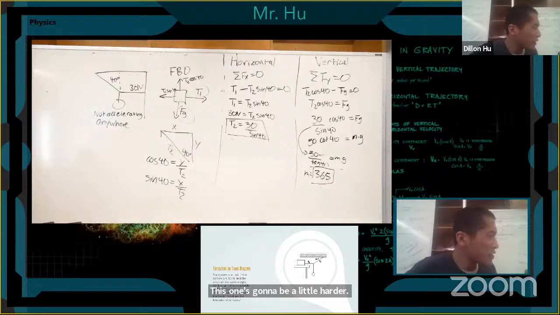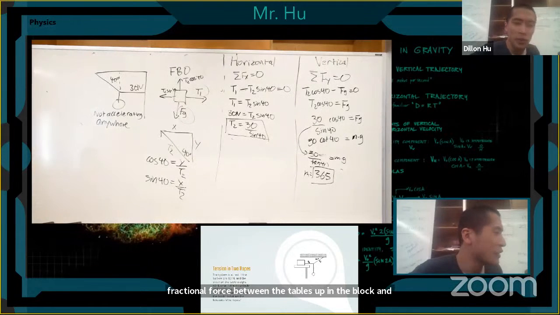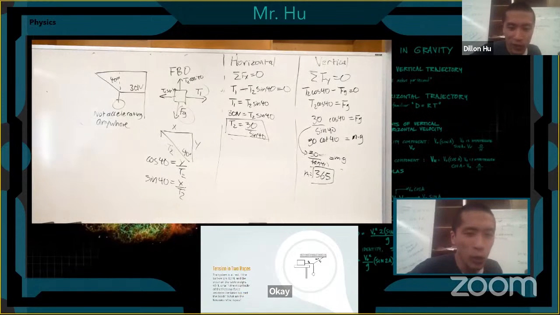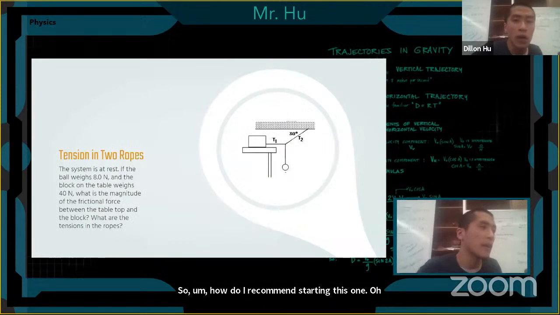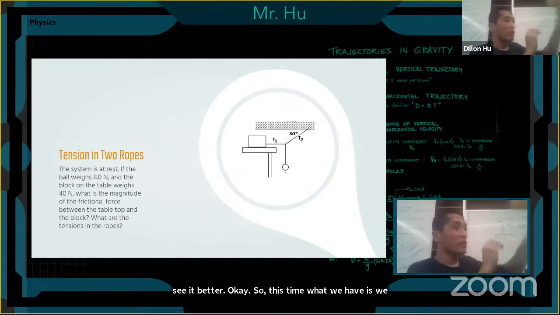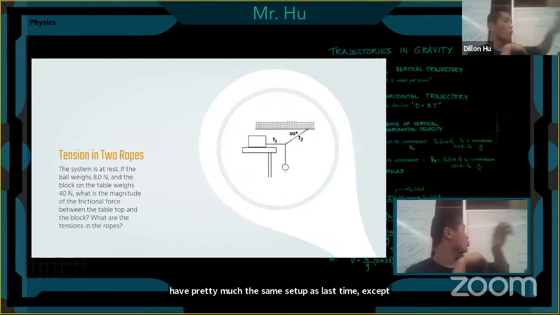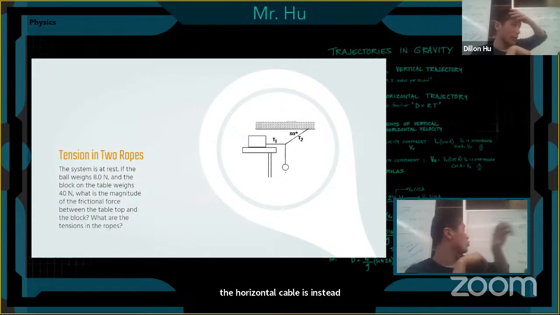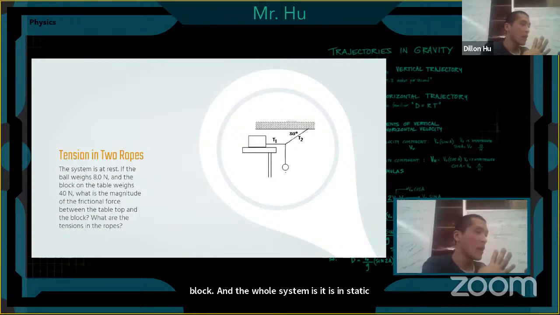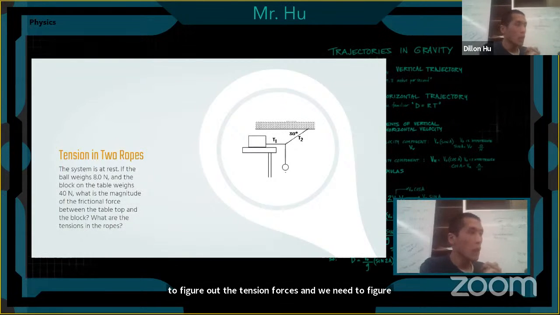Okay, so our goal here is to figure out the frictional force between the tabletop and the block, and to figure out the tensions in the rope. Oh, sorry, I should change this view so you can see it better. This time we have pretty much the same setup as last time, except the horizontal cable, instead of being attached to a wall, is attached to a block. And the whole system is in static equilibrium, so it's not moving. And we need to figure out the tension forces, and the frictional force.